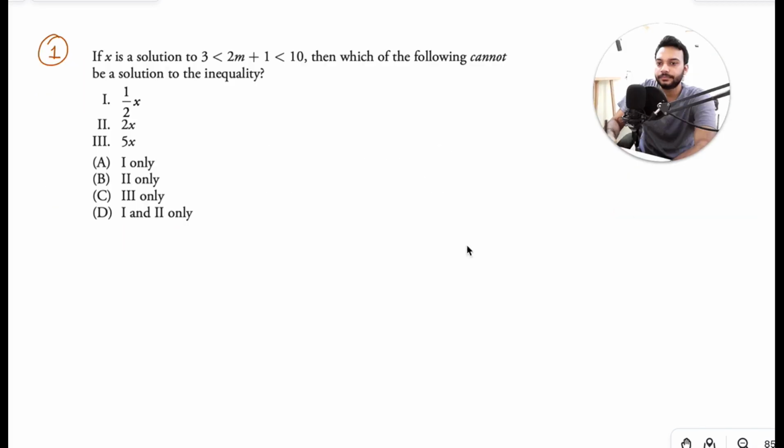Question number 1. If x is a solution to the inequality 3 < 2m + 1 < 10, then which of the following cannot be a solution to the inequality? The options are in terms of x, and x is a solution of this same inequality. So that means 3 < 2m + 1 < 10. We're looking for the permissible range of values of m.